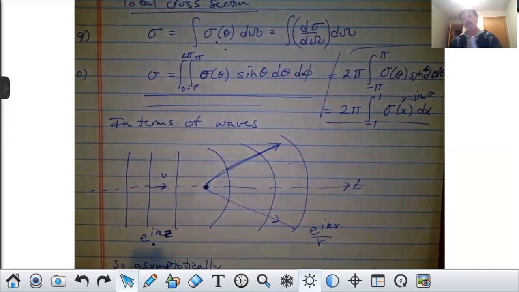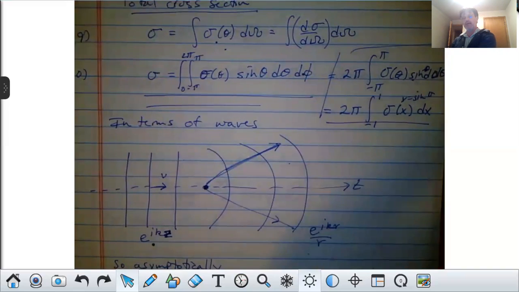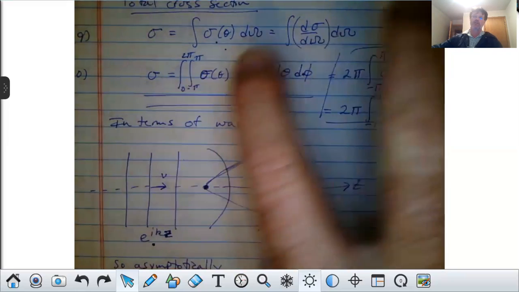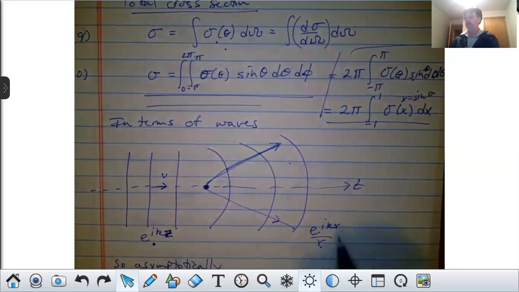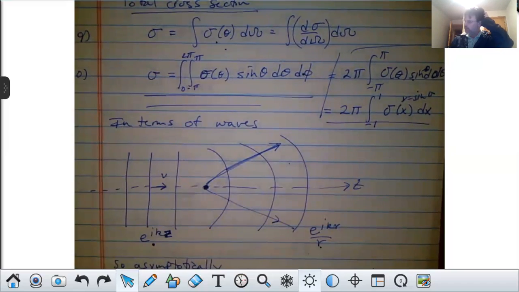Now that incident plane wave will scatter, and you'll get an outgoing sort of spherical wave that goes, as you get to large r, as e to the ikr over r. Again, I'm not going to sit down and work through all the mathematical details, so you might have to take my word on it that this is an outgoing spherical wave, but you can show it from the solution to the Schrodinger equation if you plug it in.